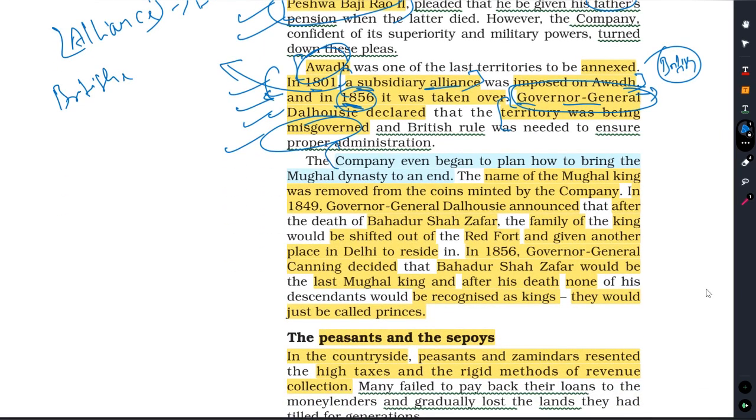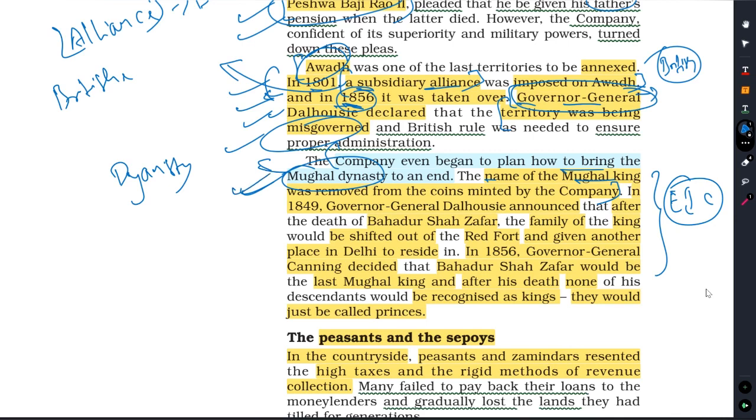The Company even began to plan how to bring the Mughal dynasty to an end. They planned to bring down this dynasty, one of the largest dynasties that ruled our country. The name of the Mughal king was removed from the coins minted by the company. These were the steps taken by the East India Company to bring this dynasty to an end. The Mughal king's name, which earlier used to be minted on the coins, was later removed.